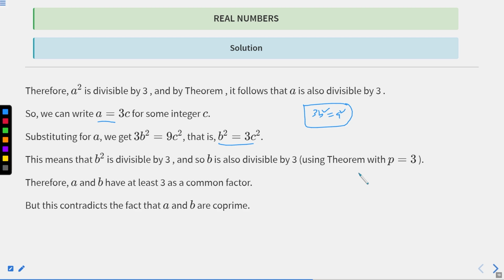Here P equal to 3 is a prime number, and 3 divides B square, so 3 also divides B. Therefore A and B have at least 3 as a common factor, but we assumed A and B have no common factors other than 1. This contradicts the fact that A and B are co-prime.